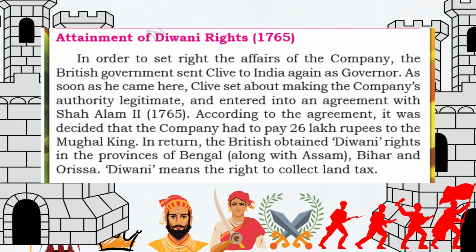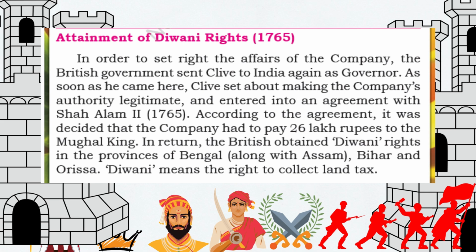In order to set right the affairs of the company, the British government sent Clive to India again as governor. As soon as he came here, Clive set about making the company's authority legitimate and entered into an agreement with Shah Alam II, 1765. According to the agreement, it was decided that the company had to pay 26 lakh rupees to the Mughal king. In return, the British obtained Diwani rights in the provinces of Bengal, along with Assam, Bihar and Odisha. Diwani means the right to collect land tax.